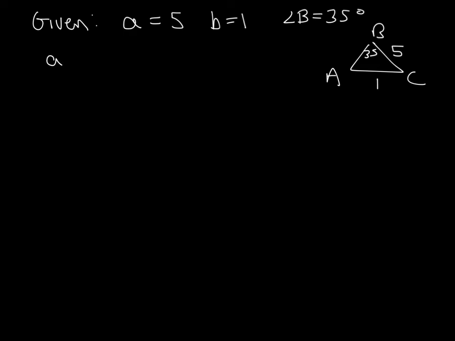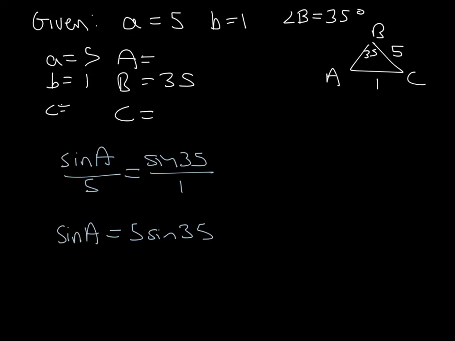Okay, so I'm going to go A equals, B equals, C equals, and when I fill this in, 5, 1, 35. Okay, so set up your law of sines to start to find angle A. When you do that, you get sine A over 5 equals sine 35 over 1. Cross multiply, and we get sine A equals 5 sine 35.